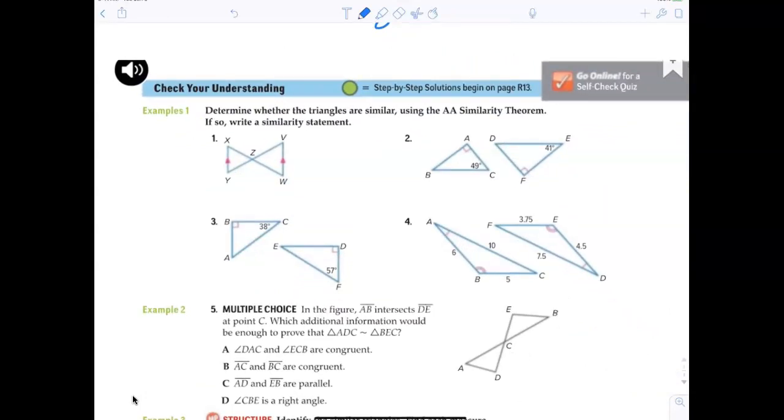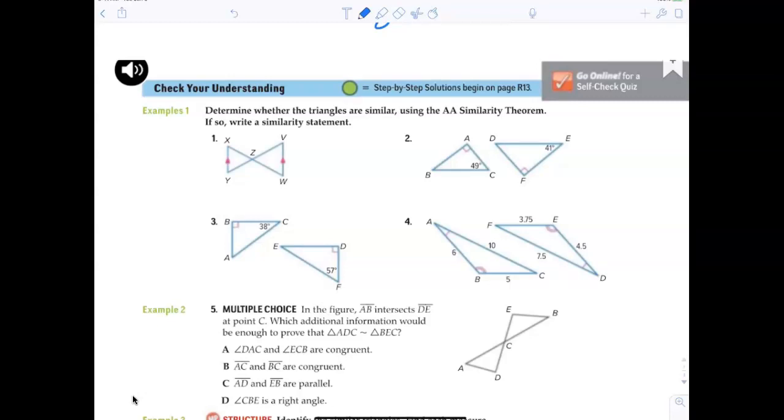Determine whether the triangles are similar using AA. What is AA? Yes, angle similarity. So what does that mean? You should know that because you did the IXL. If two angles in a triangle are congruent, then the triangles are similar. That's the difference between congruent and similar. In similar triangles, the angles are all congruent, but the sides are what? Proportional. That's what you know.